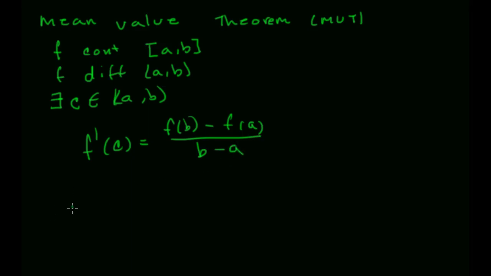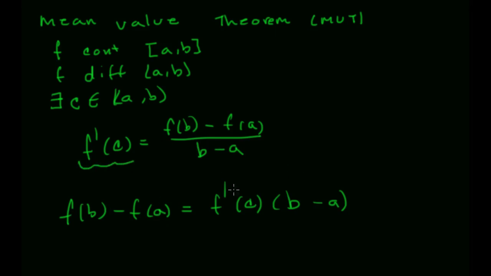Another way of writing this is that you could say that f of b minus f of a, the difference of the functional values, has to be equal to the derivative at c times the difference of the x values. So the difference in the y values has to be equal to the derivative at c times the difference in the x values. Now, geometrically, what's going on here is this is the slope of the tangent line, and this is the slope of the secant line. So this is tangent, and this is secant.